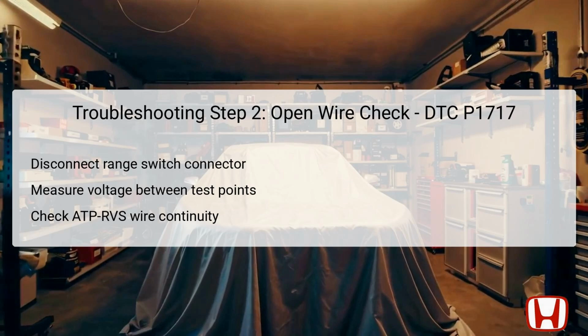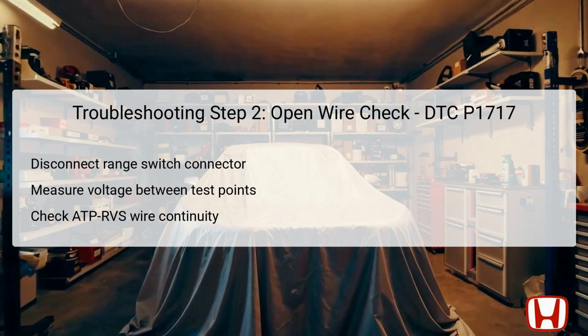Measure the voltage between test points 1 and 2, where test point 1 is located at terminal number 10 of the 10P connector, and test point 2 connects to the body ground. The expected voltage should be around 5 volts. If the voltage is present, it indicates that the ATP RVS wiring is intact, and you can proceed to test the transmission range switch itself.